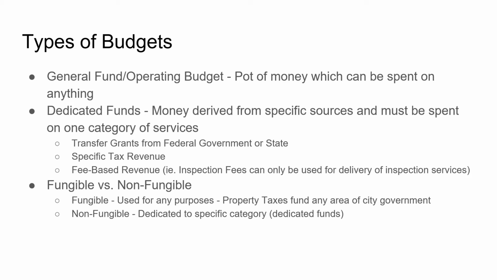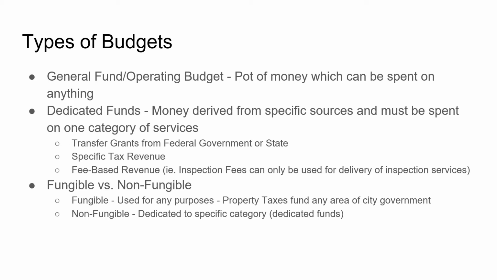And then there is fee-based revenue that becomes dedicated. For instance, in some cities, there are inspection fees. When a house or a business is inspected by the city, those fees have to go directly to the inspection department. They can't be transferred to another department. So the general fund is basically the unrestricted pot of money that you can use on parks or police or fire or maintenance or anything like that.